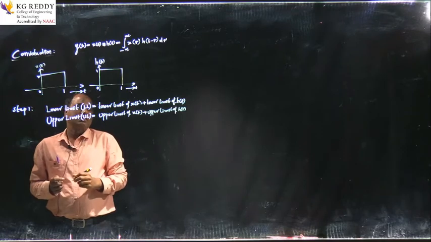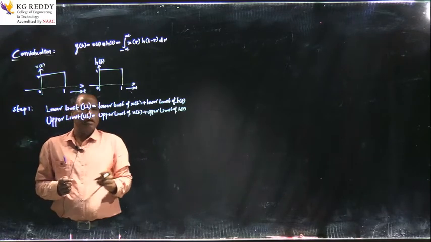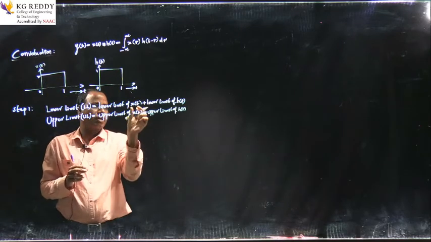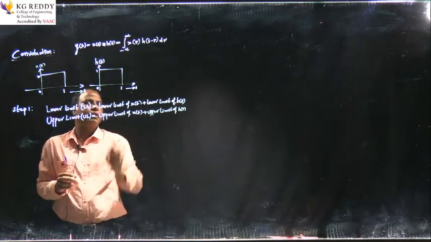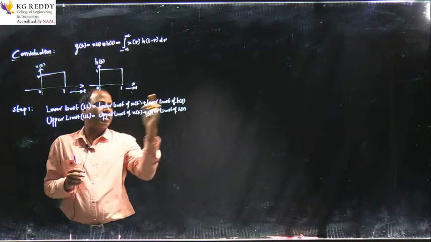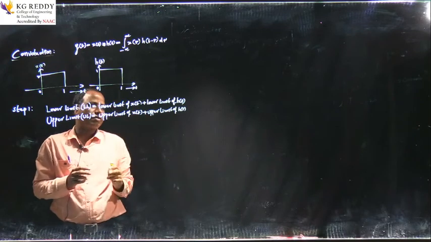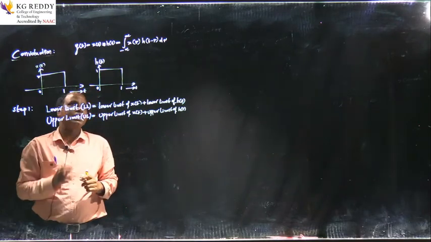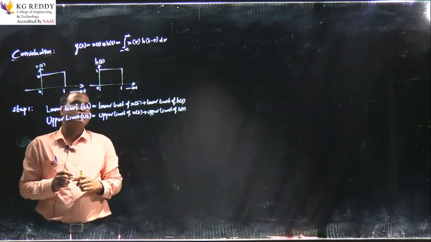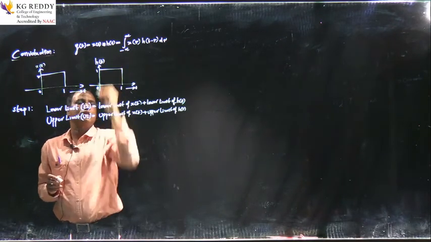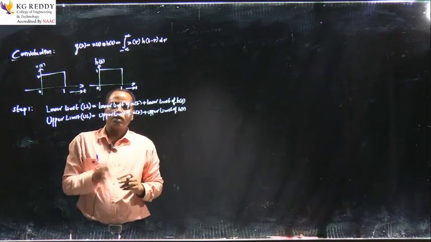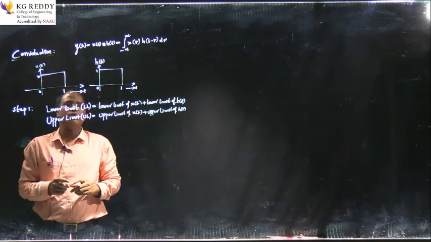Now, what is the meaning of lower limit of x of t? Here I am taking x of t and h of t; whatever the signal, depending upon that it is valid. So if you take x1 of t and x2 of t and want to determine the convolution, you use the lower limit of x1 of t and x2 of t. Here, for x of t and h of t, that is the reason for the lower limit of x of t plus the lower limit of h of t. Similarly, the upper limit of x of t plus the upper limit of h of t.